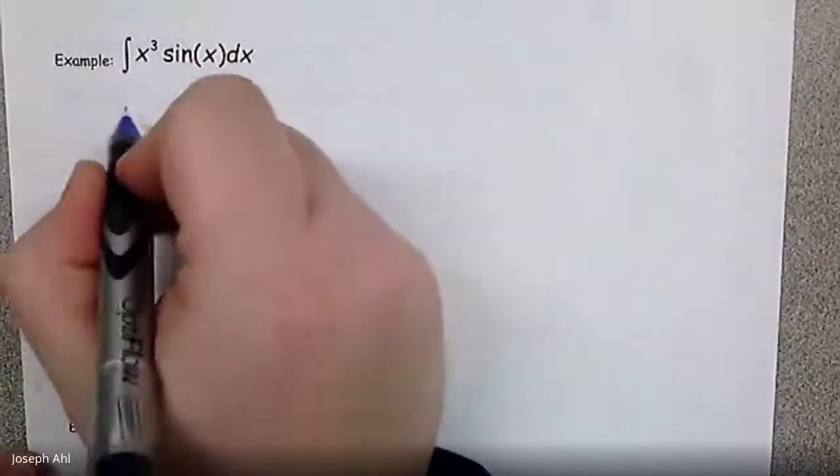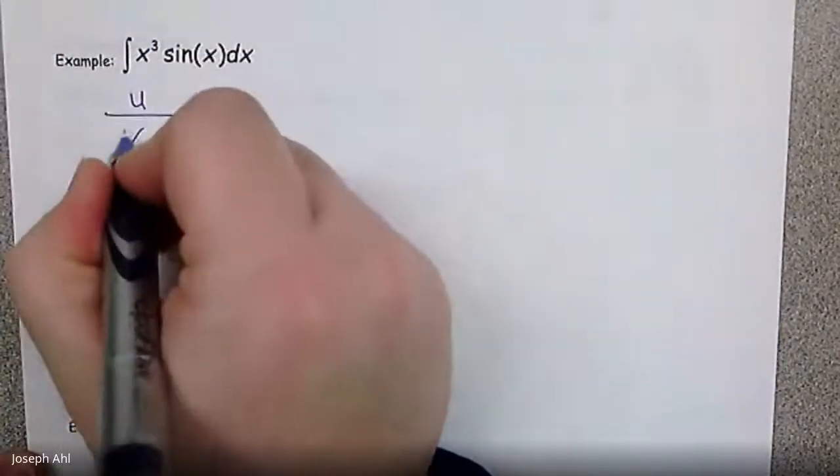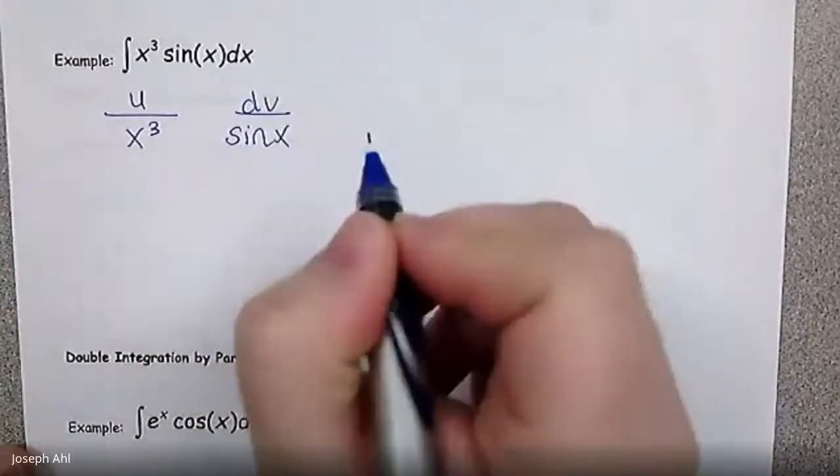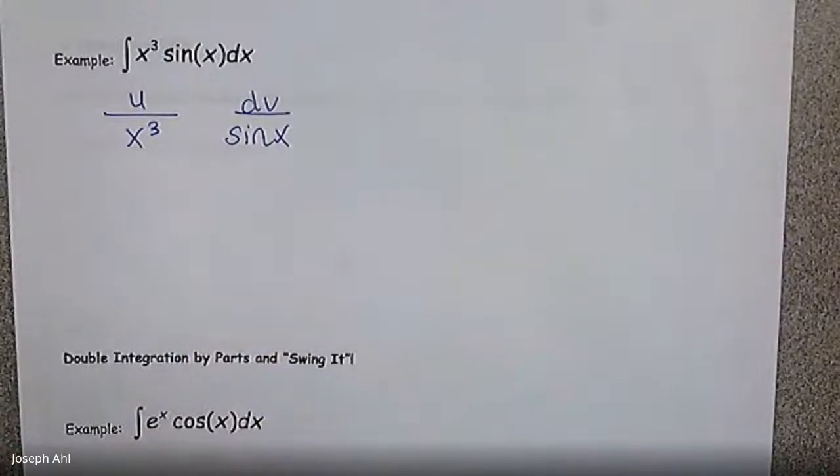I think I might like it. I mean, we have this polynomial here, u. I'm going to put that as x cubed, my dv column. I'm going to put sine x. You know, in the dv column, you want to pick something that is fairly easy to integrate.